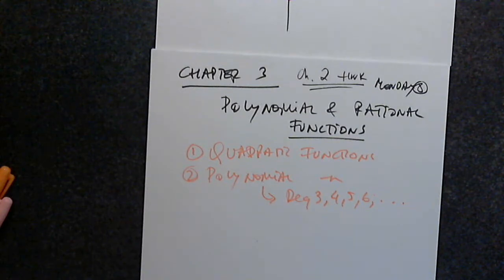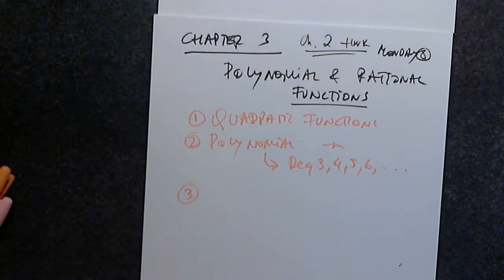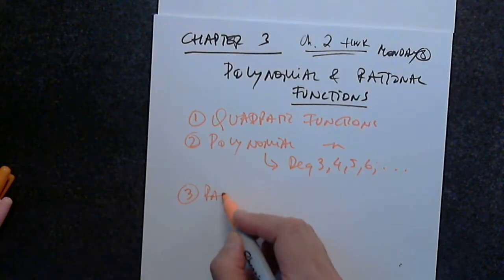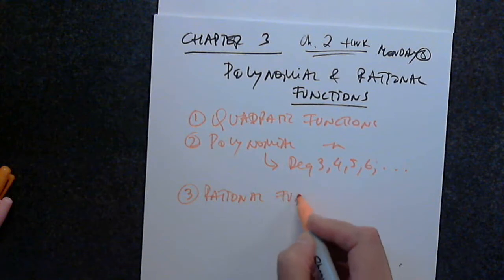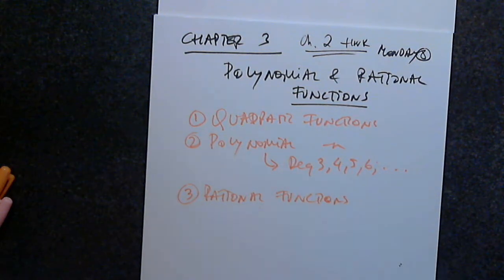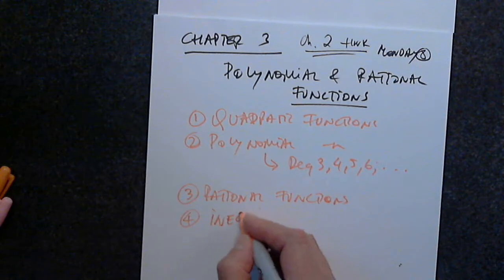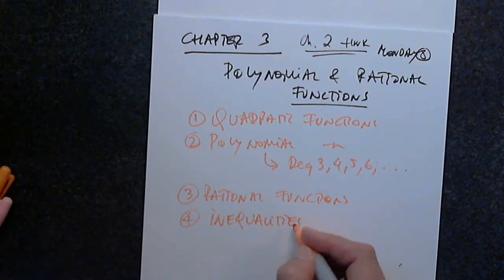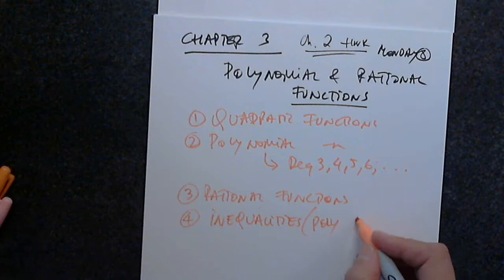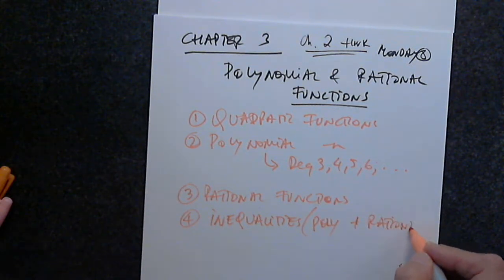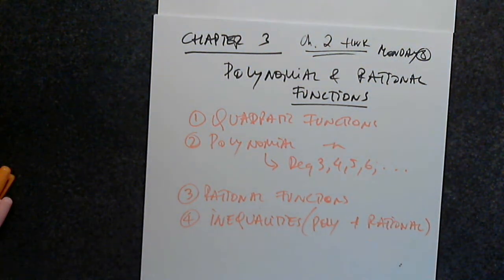Way more sophisticated functions. Number 3, we are going to look at rational functions. Even more sophisticated than the polynomial functions. And the last item is inequalities that are polynomial and rational. We have not seen those before. Inequalities. Polynomial and rational. We don't know those just yet.